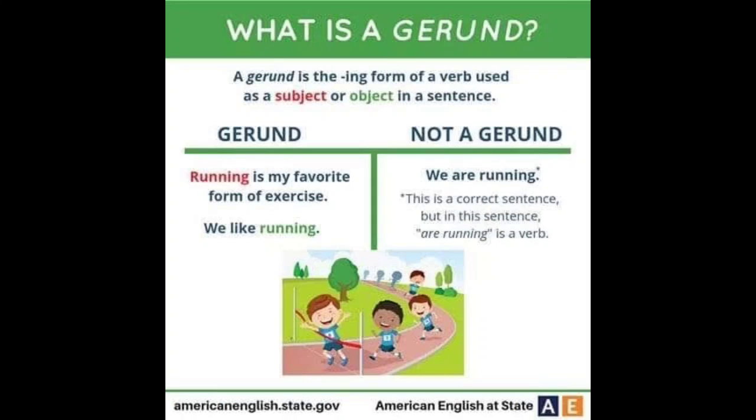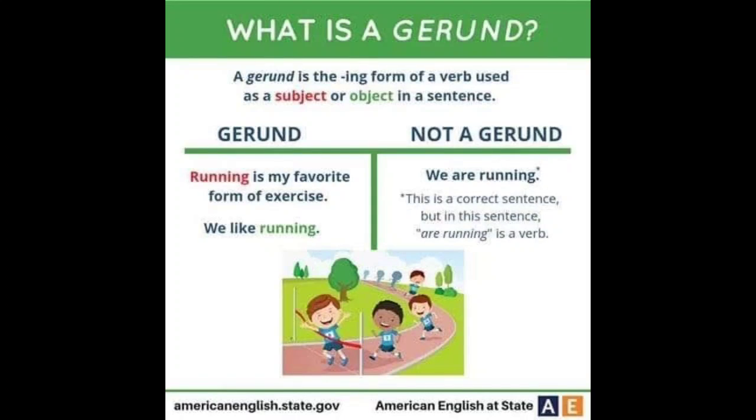Let me put here some other examples for gerund. As I told you, a gerund is the ing form of a verb used as a subject or object in the sentence. So look at the examples. Running is my favorite form of exercise. We like running. So in these sentences, running is acting as a subject as well as an object. Now look at the next example. It is not a gerund.